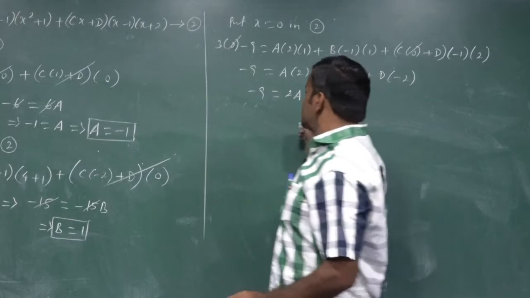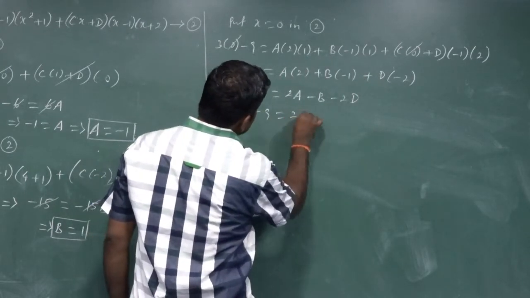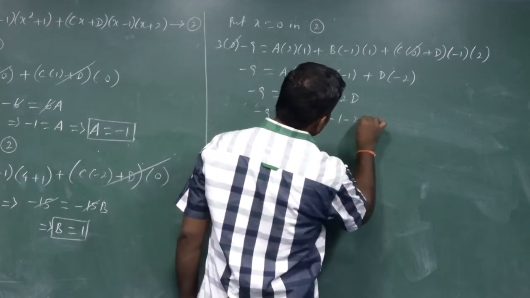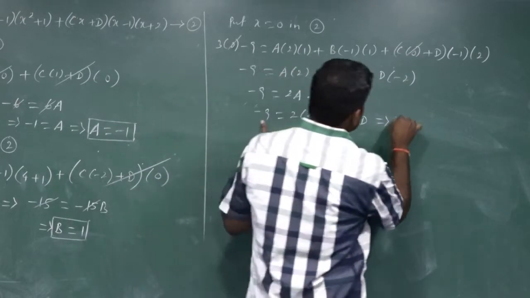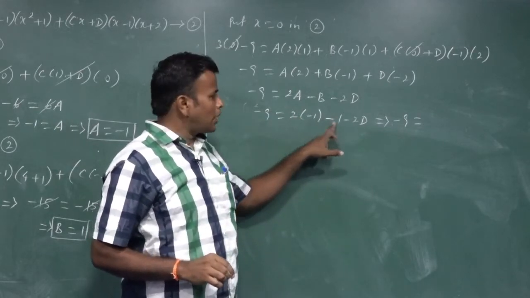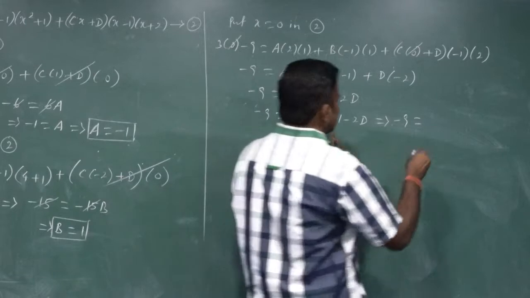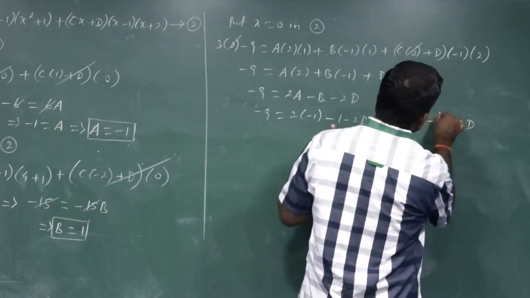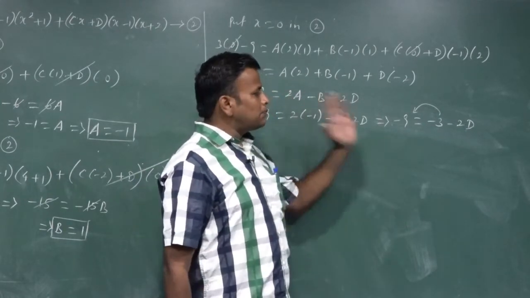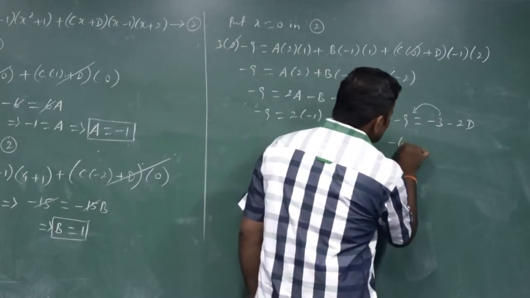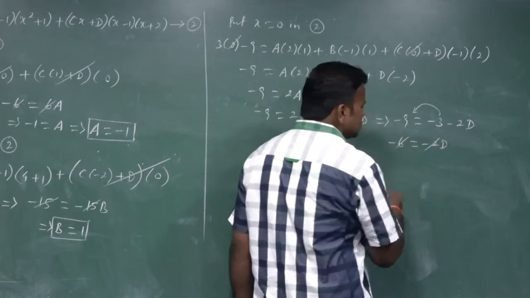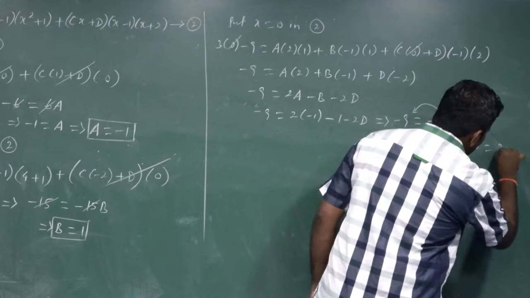Using these values in this equation, minus 9 is equal to 2 of a, minus 1, minus the value of b, 1, minus 2d. Minus 9 is equal to 2 into minus 1 is minus 2, minus 1, minus 2 minus 1 is minus 3, minus 2d. The minus 3 term becomes plus 3 on that side. Minus 9 plus 3 is minus 6. So minus 6 is equal to minus 2d. We cancel the minus, so the value of d is 3.